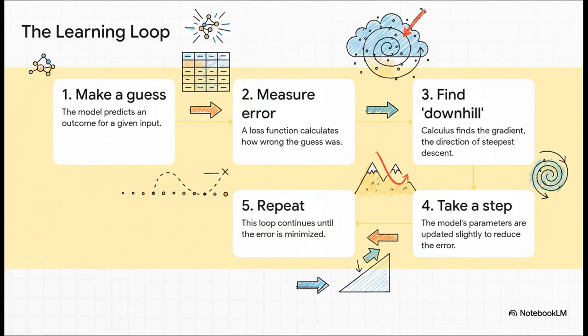This whole process is a really elegant loop called gradient descent. The model makes a guess, then it measures how wrong it was, that's the error. Then, using a bit of calculus, it figures out which direction is the steepest way downhill to reduce that error, and it takes a tiny step in that direction. And then it repeats the whole thing, thousands, sometimes millions of times. Guess, measure, step. Guess, measure, step. And with every single loop, it gets a little bit closer to the lowest possible error. That is learning in action.